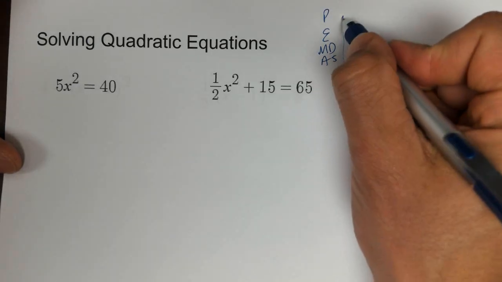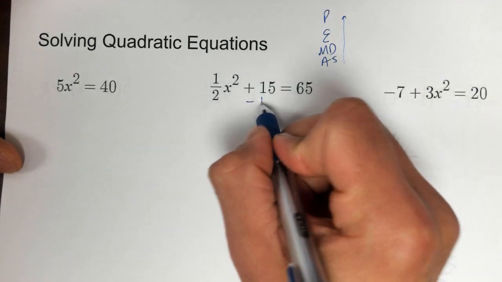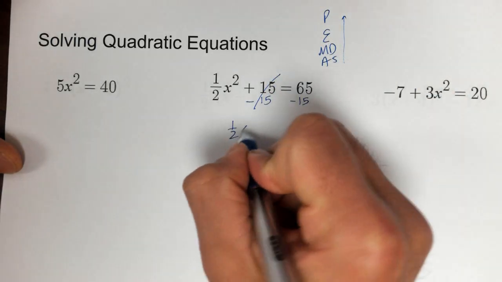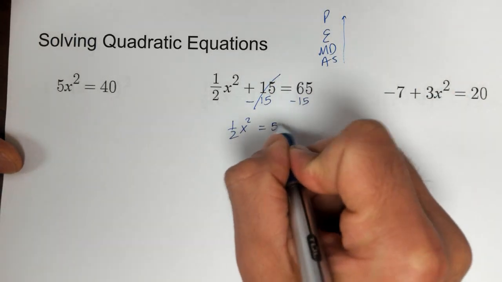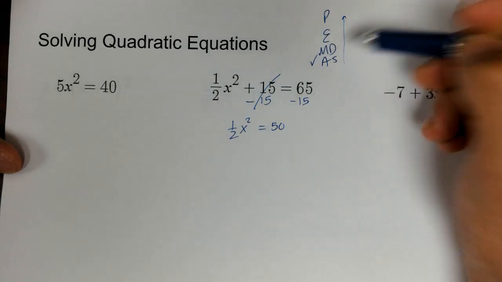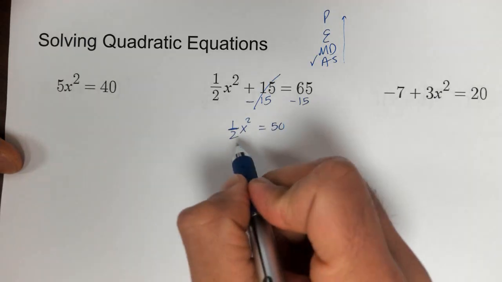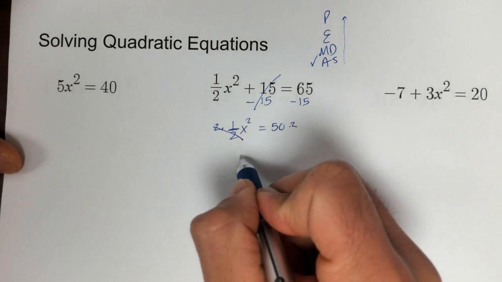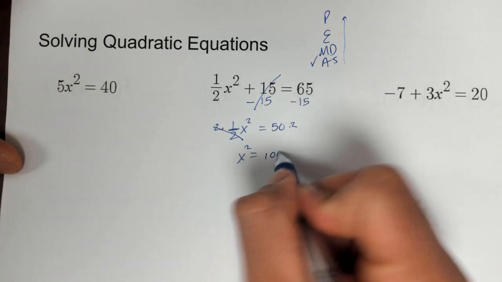So, start with addition and subtraction. Move the 15 to the other side. 1/2 x squared equals 50. Check. Is there any multiplication or division? Well, I'm technically dividing by 2 here, so I'm going to multiply both by 2. I have 1x squared equals 100.